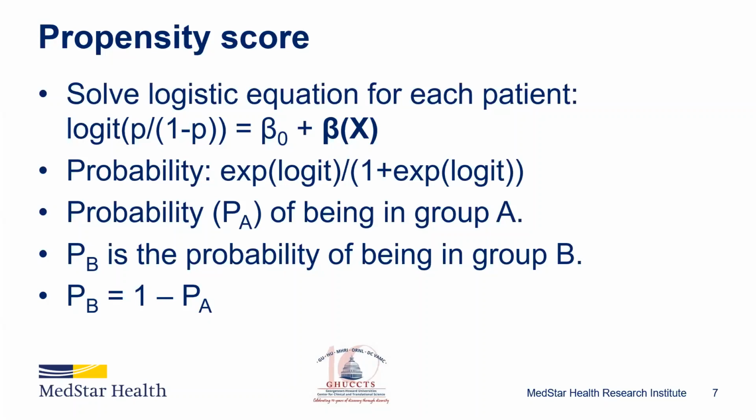And then the probability of being in group B is just 1 minus that. So depending on which group you want to focus on as your primary treatment group, or your treatment group versus a control or whatever, you solve the logistic equation for that particular group. And the probability of being in the other group is just 1 minus the probability of the other group.